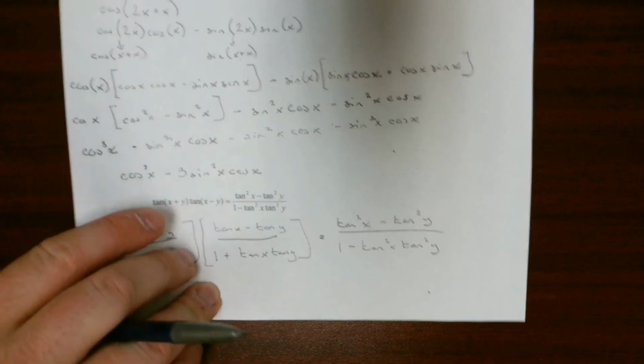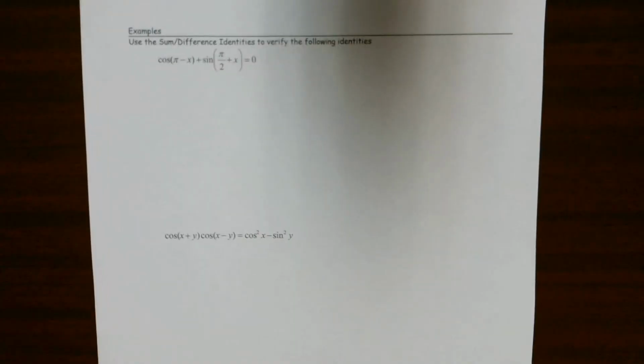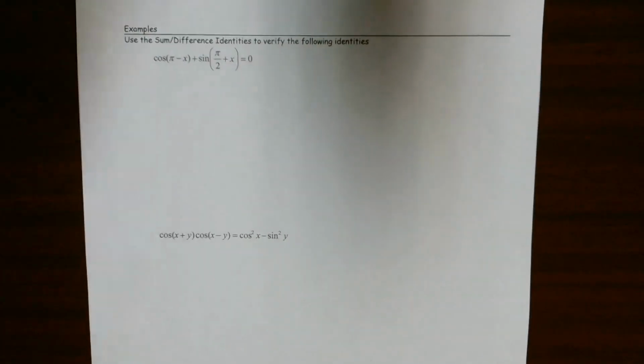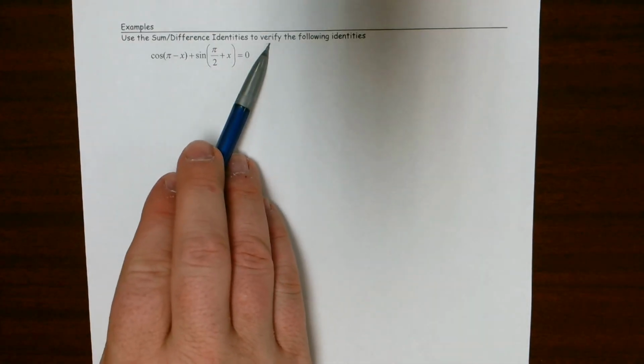Okay, let's keep on going. So what looks like a little bit of a difficult one here is actually going to end up being a little more simple. We notice right away we have cosine of an angle minus an angle, and sine of an angle plus an angle is equal to 0. We're trying to verify still.